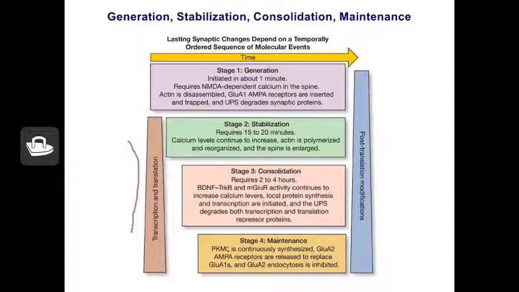There's also movement of actin that causes the neck to retract and the spine head to start to enlarge. The third stage is consolidation, which requires from 2 to 4 hours to initiate in a standard preparation. This is the stage that is supported by genomic cascades of signaling. BDNF and mGluR activity continues to hold plasticity, to hold postsynaptic calcium concentrations at an elevated peak.